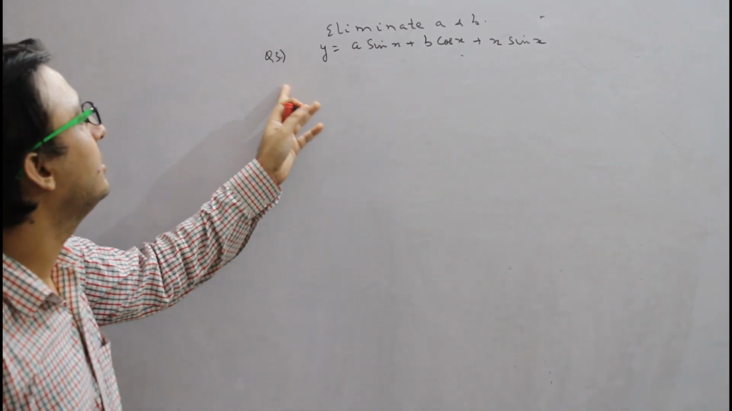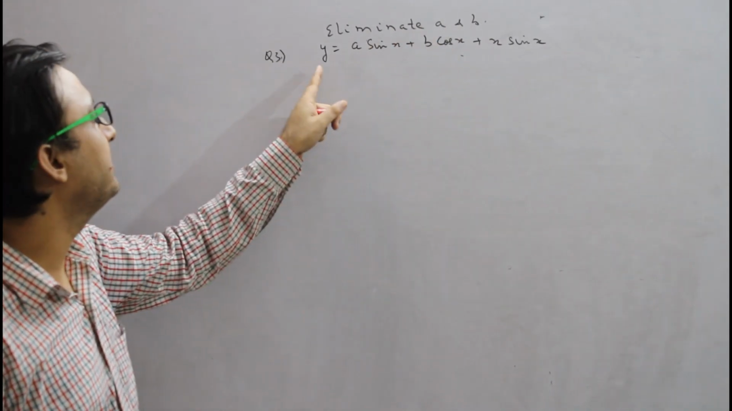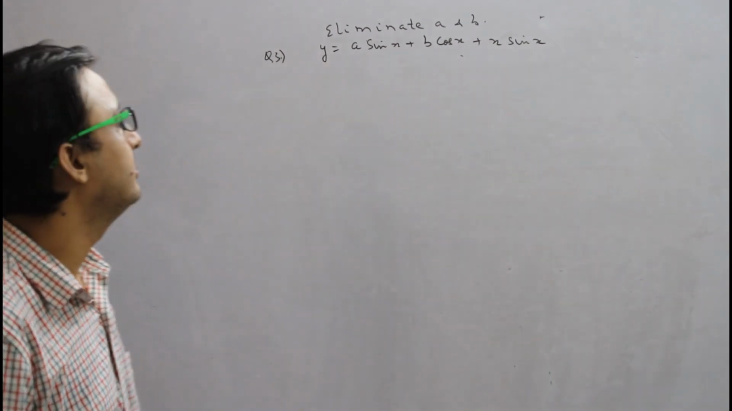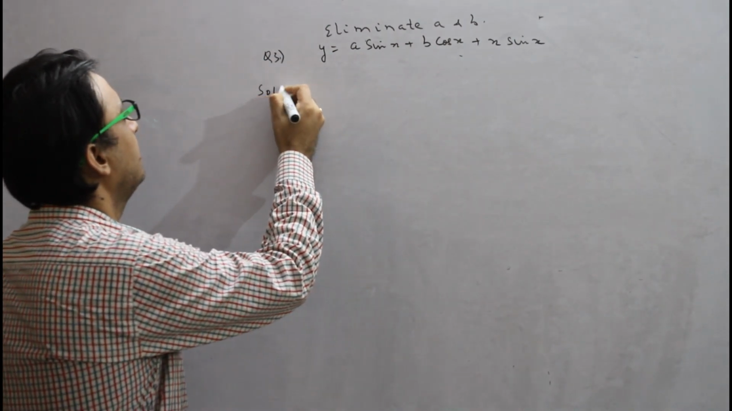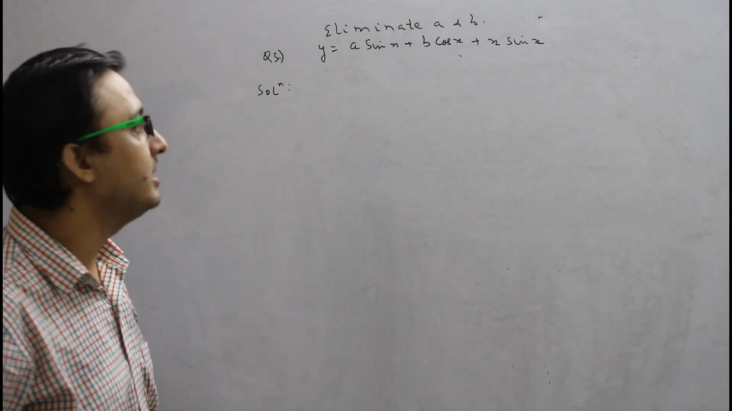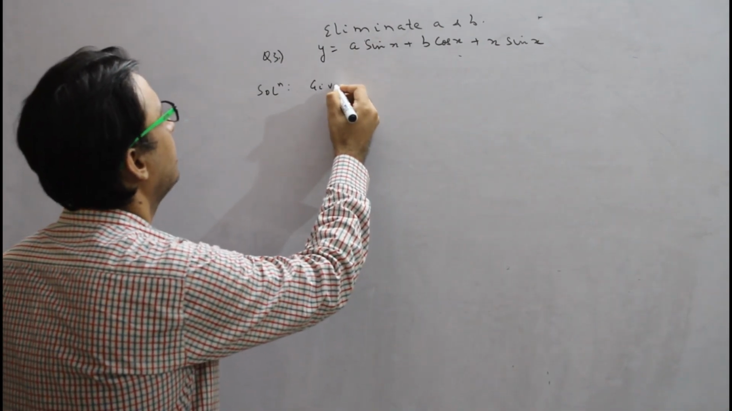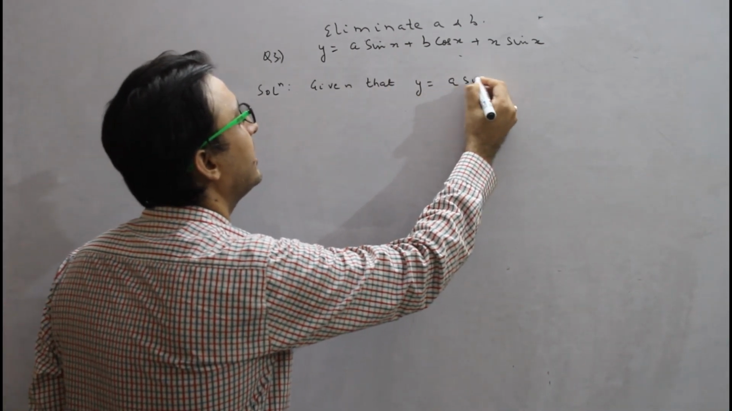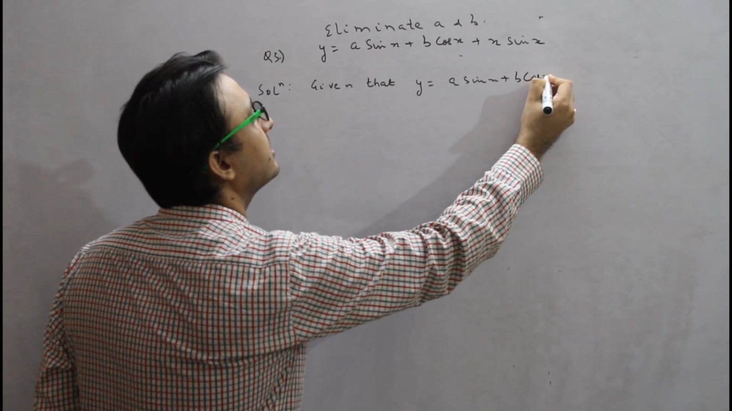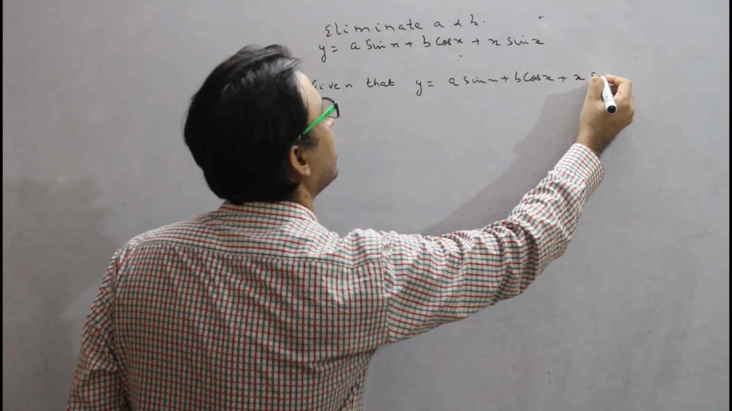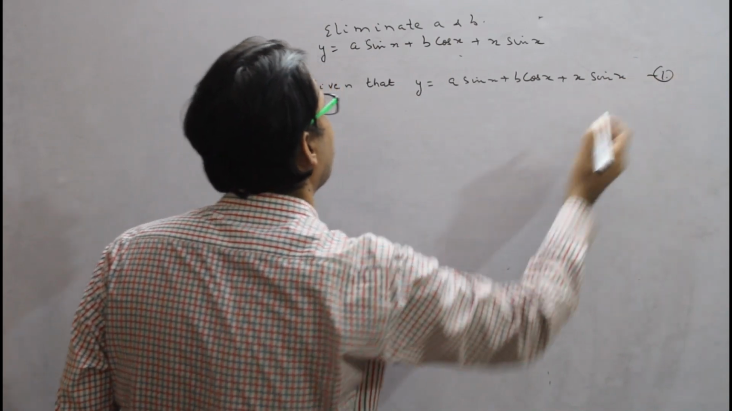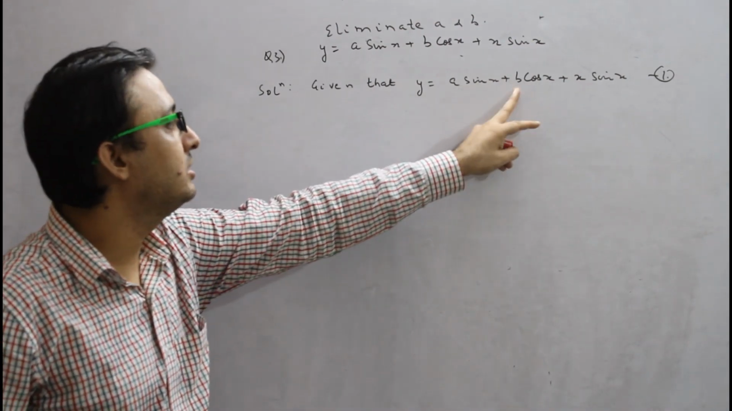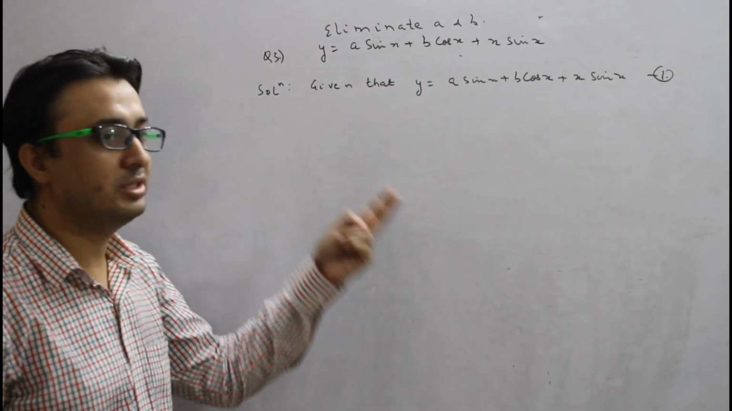This is the third question. Here we have to eliminate a and b, and we are given the equation y is equal to a sin x plus b cos x plus x sin x. So we will start following the procedure. First step is to write down the given equation: y is equal to a sin x plus b cos x plus x sin x. This is equation number 1. Now we have counted the number of arbitrary constants, that is 1 and 2. So we are having 2 arbitrary constants, so we need to differentiate it twice.